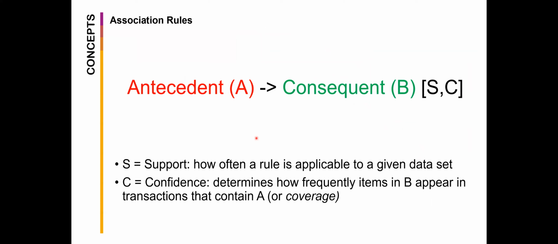Now, in association rules, when you run this through applications, let's say RapidMiner or any analytics tools, you will actually get this format. These are what we call the association rules. We have an antecedent, and we also have the consequent. We also usually have two figures at the side, which are support, how often a rule is applicable to a given data set, and confidence, which determines how frequently items in B appear in transactions that contain A.